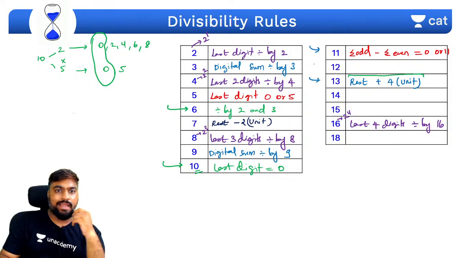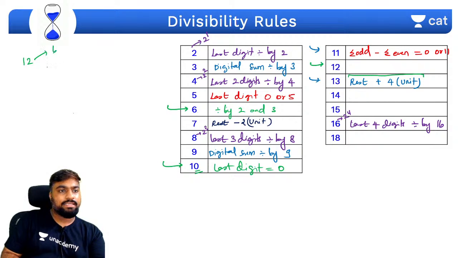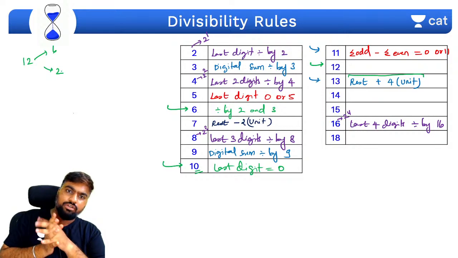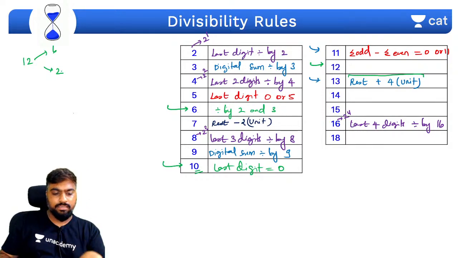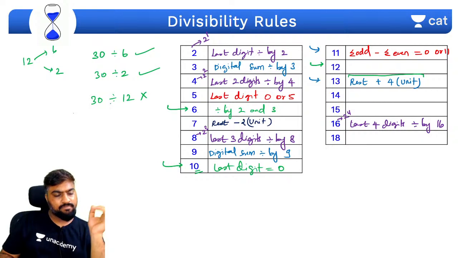Yes. How about 12 now? Quickly tell me. 12. What will be the rule for 12? Anyone? What will be the rule for 12? 6 and 2. Am I right? If a number is divisible by 6 and by 2, it should be divisible by 12, right? Yes. Like a number like 30. 30 is divisible by 6? Yes. 30 is divisible by 2? Yes. Is 30 divisible by 12? No. Why not? Why isn't 30 divisible by 12? It should be, no? Technically it is divisible by 6 and also by 2.